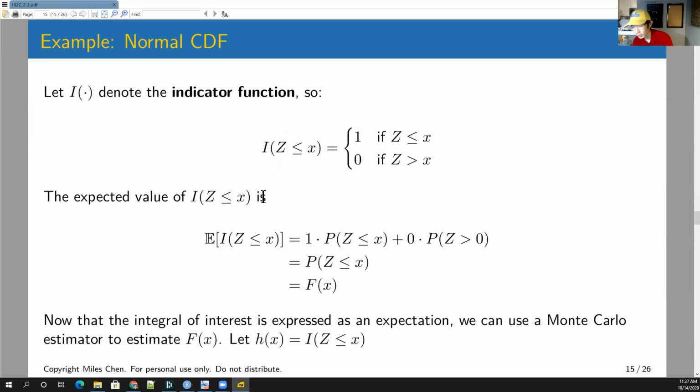And so the expected value of this indicator function is going to be 1 times the probability that z is less than or equal to x, plus 0 times the probability that z is greater than x. Sorry, that's a typo there, I've got to fix that. The 0 part goes away, and so your expected value is just the probability that z is less than or equal to x.